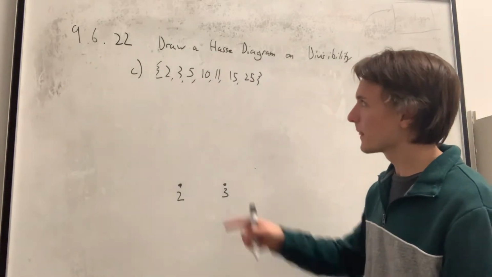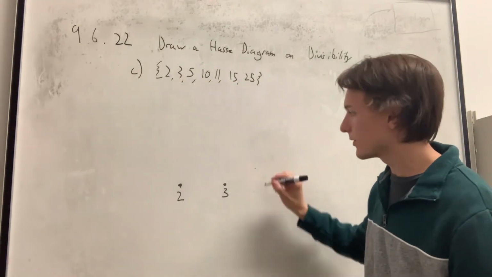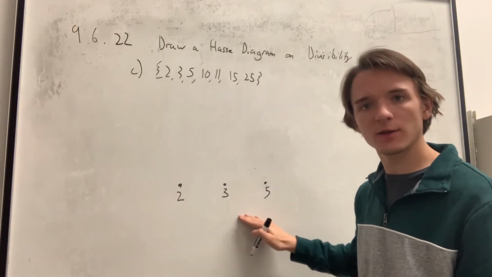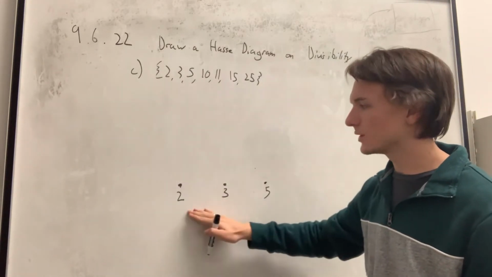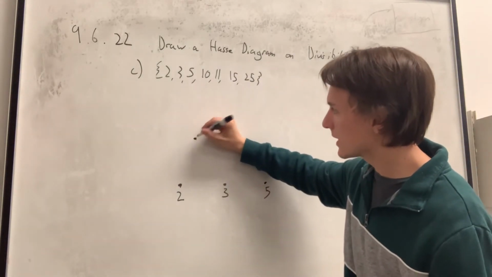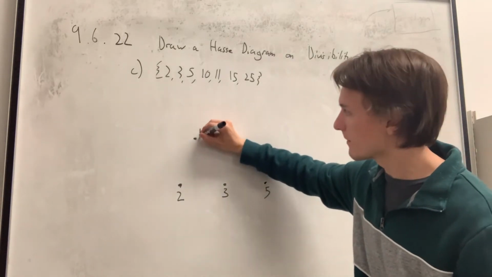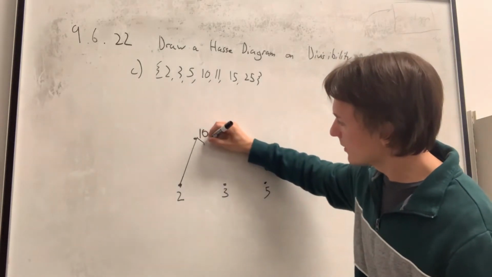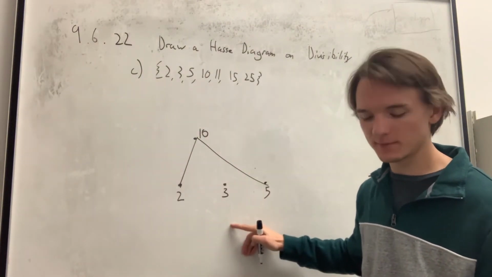Okay, we have 5. Does 2 divide 5? No. Does 3 divide 5? Also no. So 5 is going to go at the very bottom of our Hasse diagram. It does not have a relationship with either of the 2 previous nodes. Next, 10. Does 2 divide 10? Does 5 divide 10? Because something divides 10, we're going to put 10 on the second level of our Hasse diagram and draw an edge from 2 to 10, and also 5 to 10. 3 does not divide 10, so we don't draw an edge from 3 to 10.